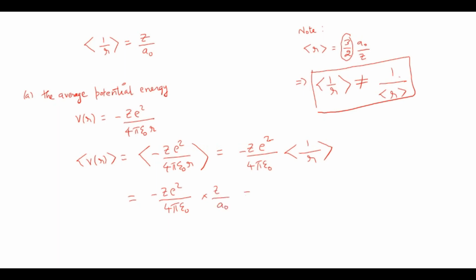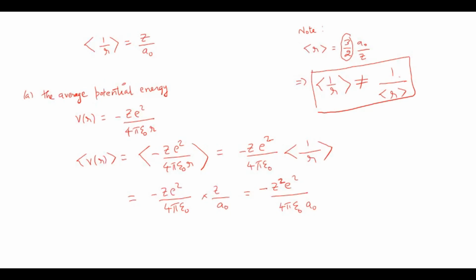So it's simply minus Z square e square divided by 4 pi epsilon 0 a0. But a0 we can substitute. What is a0?